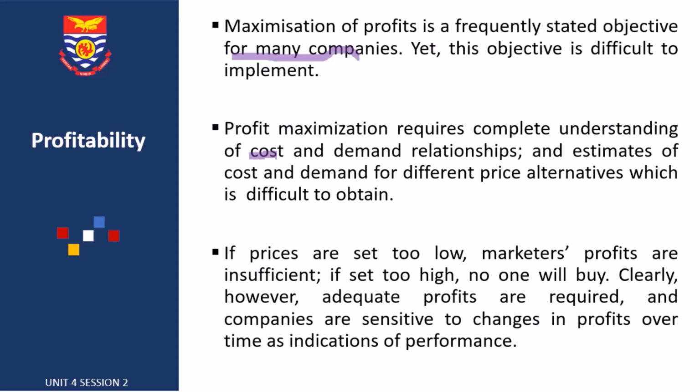Profit maximization requires complete understanding of costs and demand relationships. Cost actually looks at both fixed and variable costs, and estimates of costs and demand for different price alternatives, which are difficult to obtain. Sometimes marketers can estimate cost and demand for different price alternatives. The demand has to do with customers showing interest or patronizing the product, and the cost has to do with the cost incurred in the production of the product.